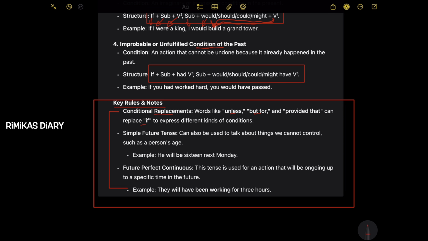Future perfect continuous. This tense is used for an action that will be ongoing up to a specific time in the future. So this tense is used for an action that will be continuing at a specific time in the future. Example: they will have been working for 3 hours.